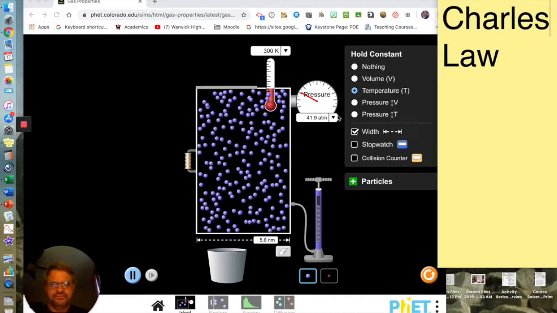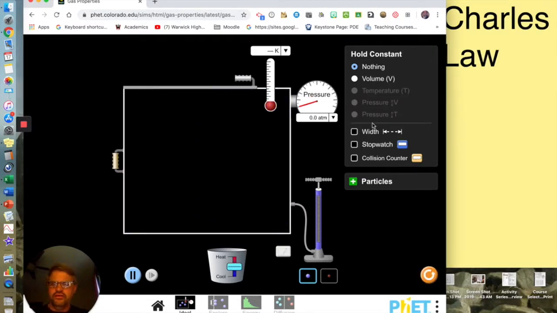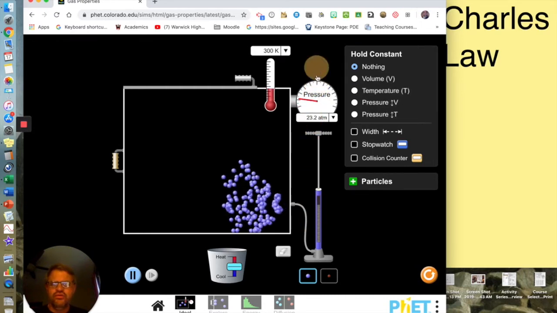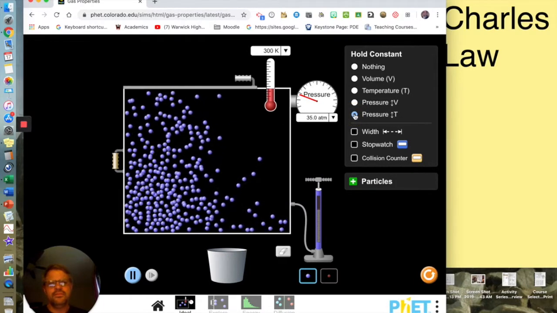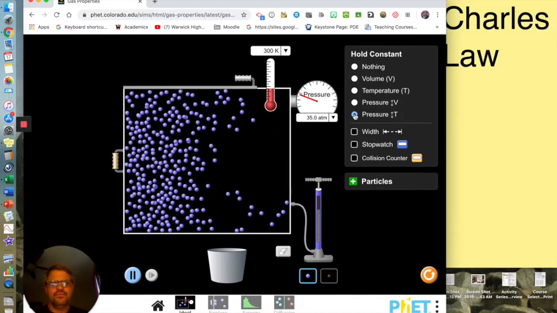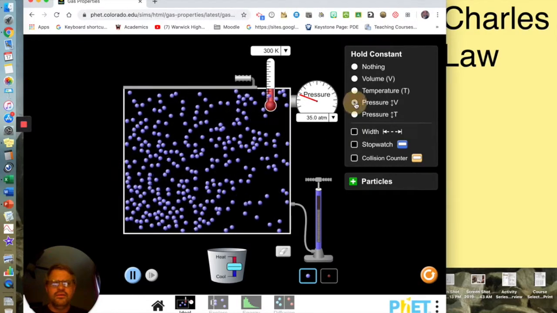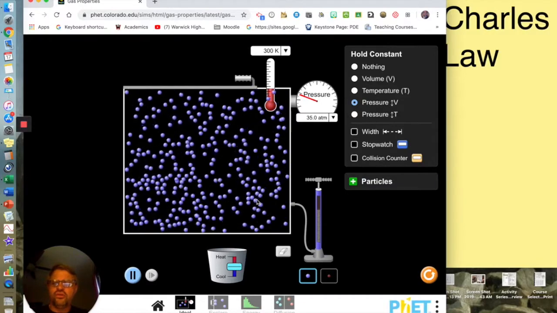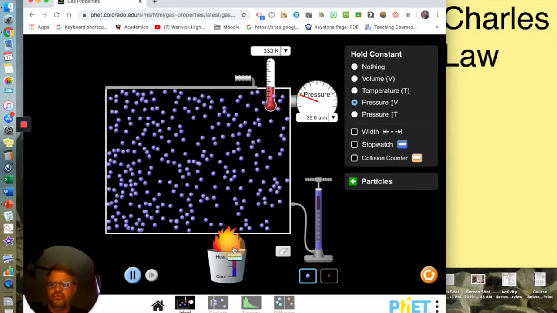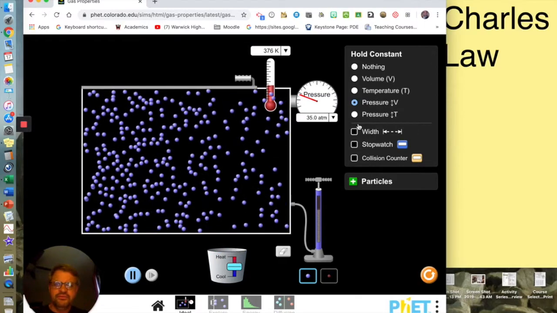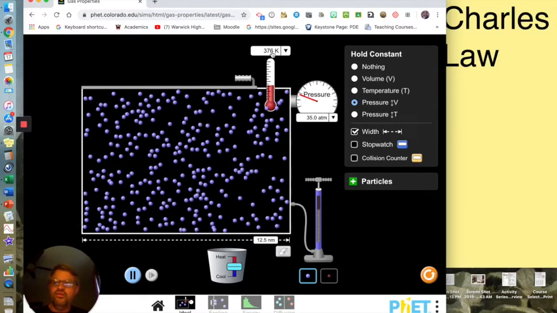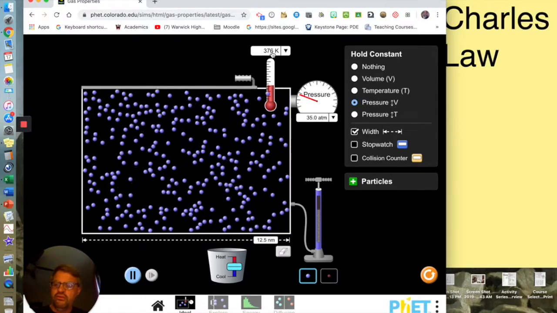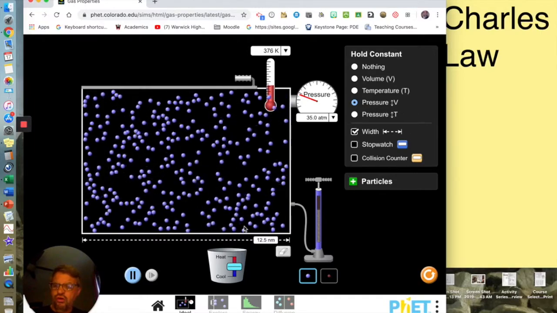Charles' law looks at volume and temperature. Pressure we assume is constant. So we'll let that even out there. There we go. So with Charles' law, if temperature increases, so does the volume. At a higher temperature, 376 Kelvin, which is about 212 Fahrenheit, it's pretty hot, we have a large volume.